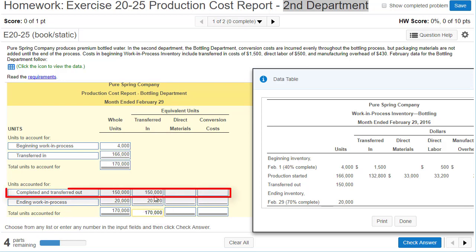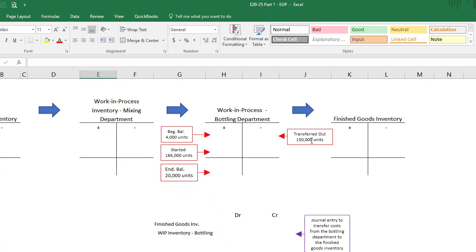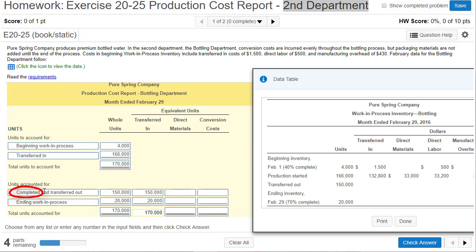Now let's talk about completed and transferred out. So these 150,000 units that were transferred out, they are 100% complete. How do we know they're complete? Well, they're not going to be transferred out unless they're complete. So we know by definition these are completed, and of course it even says they're completed. So what percentage of these costs are going to continue? Well, 100%. So we just copy this, paste here, paste here.